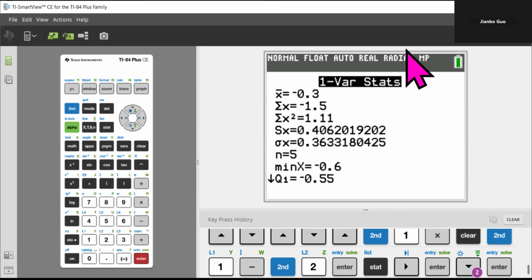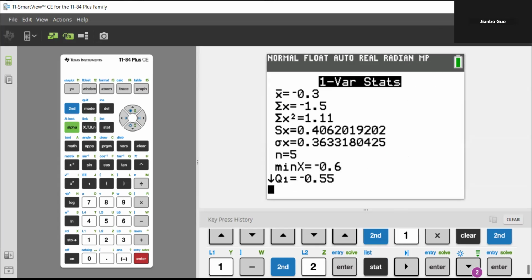All right, guys. So let me double check the sample standard deviation. It is 0.41 to 2 decimal places. Yeah, if we round to 2 decimal places, it is 0.41.